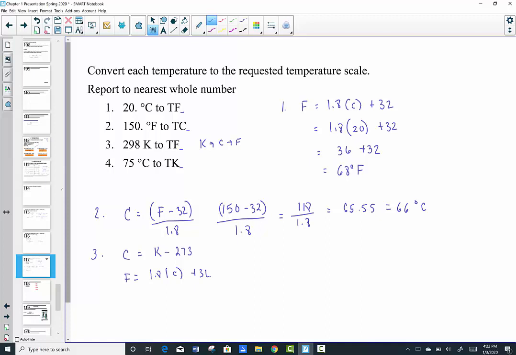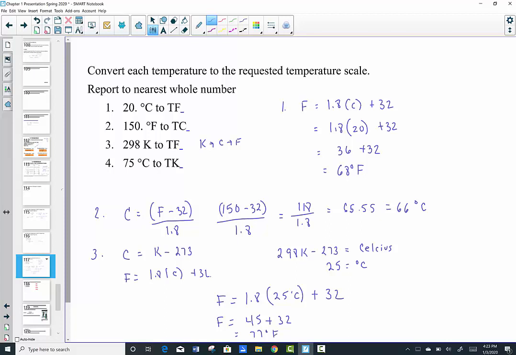Step 1. 298 Kelvin minus 273 is going to give me the Celsius degrees. 298 minus 273 is 25. Then I can find the Fahrenheit scale by taking 1.8 times that Celsius we just found and adding 32. 1.8 times 25 gives us 45, and now I need to add 32 to that. And I found 77 degrees Fahrenheit.